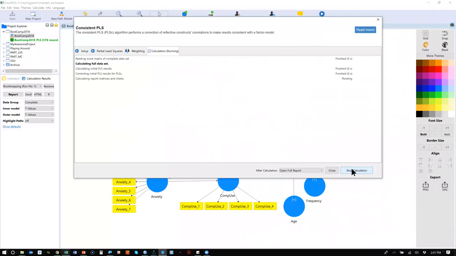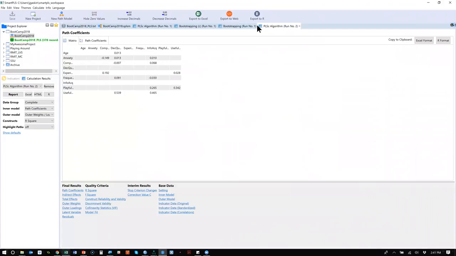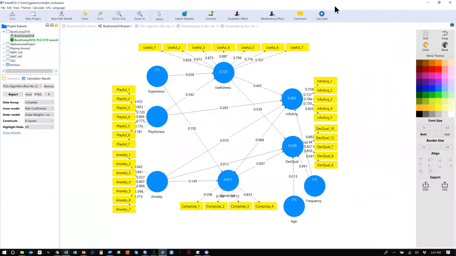Hit start. Oh, sorry, no. If we're assessing the outer model, let's run this one more time and close this. My bad, go back to the model.